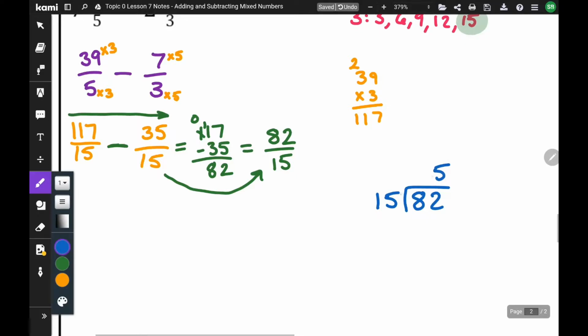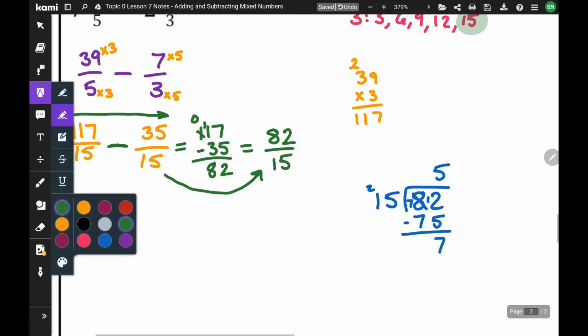5 times 5 is 25, carry my 2. 5 times 1 is 5, plus 2 is 7. And then I can subtract. 2 minus 5, I can't do that, I have to borrow. Turns into a 12. 12 minus 5 is 7. 7 minus 7 is 0.